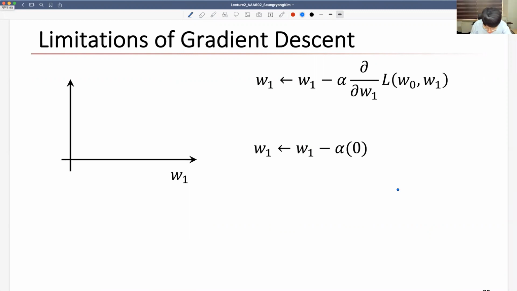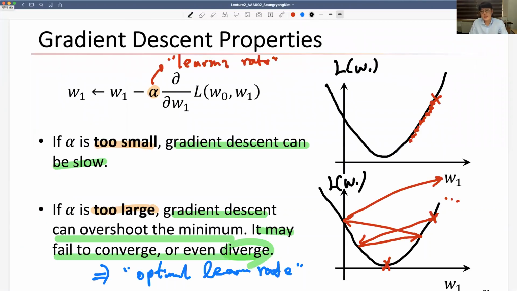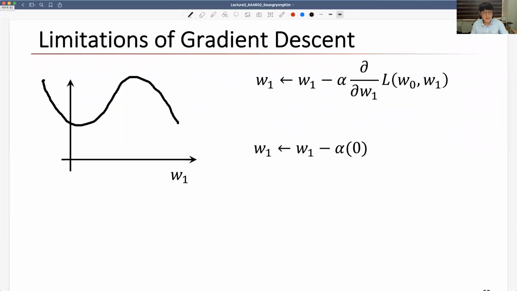But I want to introduce the very well-known limitation of gradient descent. So let's say we have a loss function that looks like this. Actually, here the loss graph is really beautiful, right? It's just a convex function, but in the non-convex case, non-convex means the final loss function with respect to W1 is not convex anymore.